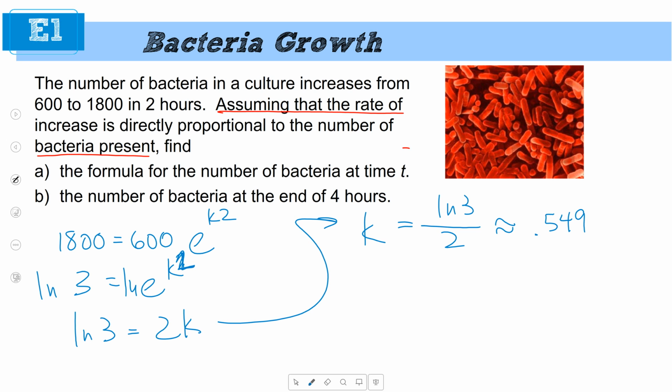Now, to answer part A, what is the formula? Well, the formula would be B is equal to 600 e to the 0.549t. There's my general equation. So by doing a little bit of work, we are able to eliminate C, and now we have it down to 2 variables. So there's only 2 questions you can ask.